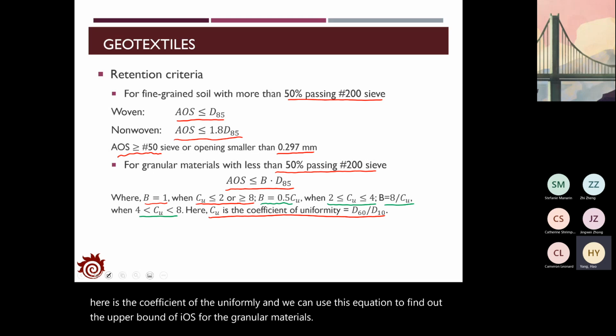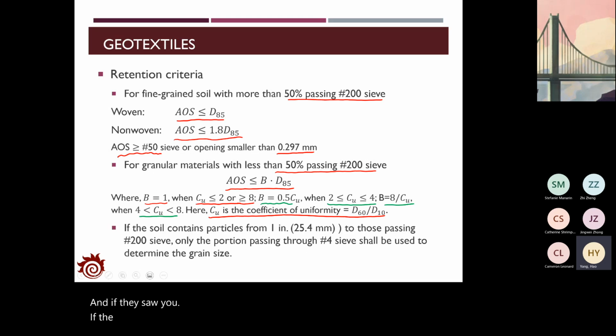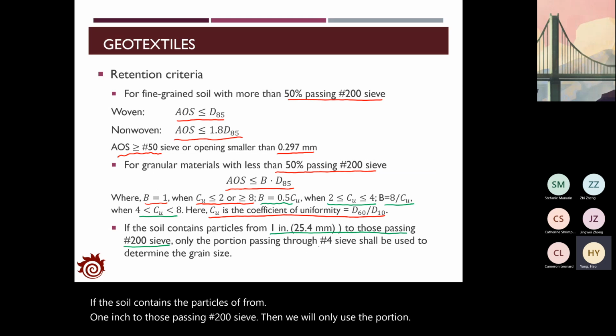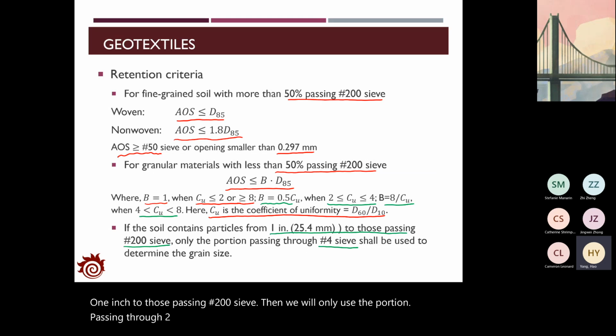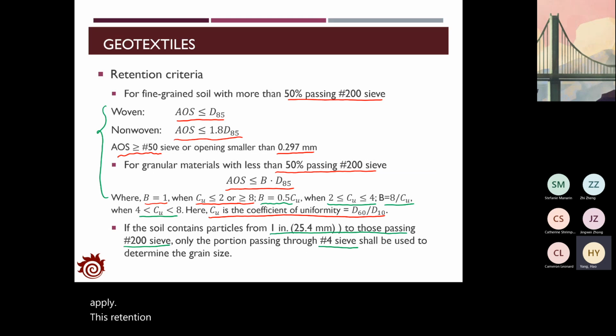And if the soil contains particles from 1 inch to those passing number 200 sieve, then we will only use the portion passing through number 4 sieve. For the particles with grain size larger than number 4 sieve, or staying in the number 4 sieve, we have to remove them. We will need to correct the grain size distribution in order to apply this retention criteria. And there will be one example to show you how to do this correction later.